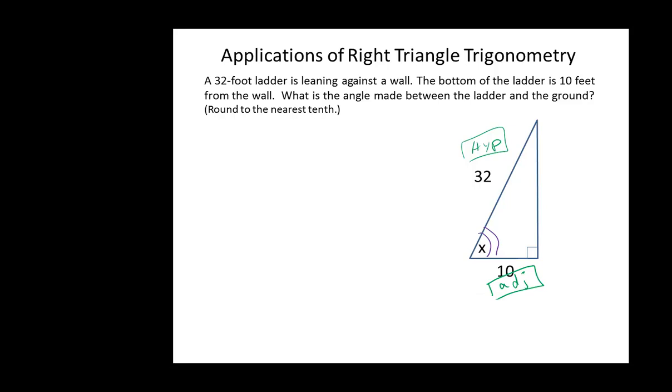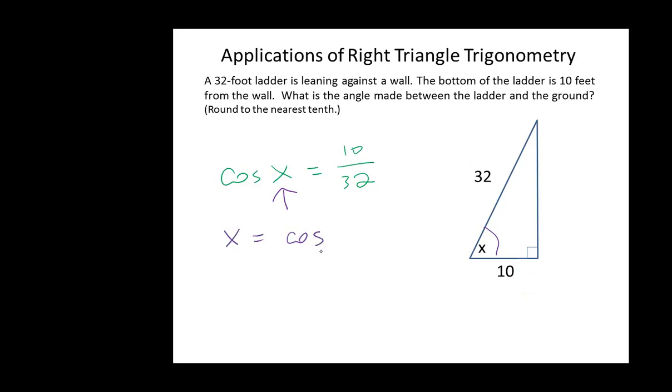and that is cosine. So the cosine of x, because I don't know what that angle is, but the cosine is this ratio 10 divided by 32. Now this is a case where we're looking for the angle. So I have x is equal to the inverse cosine of 10 over 32. And you need to work that out, rounding to the nearest tenth, and you should be getting 71.8.